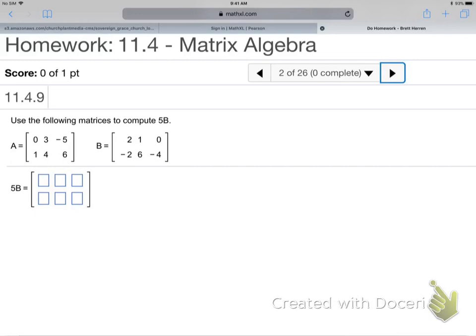There we go. So 5 times b. See what they have here? I don't know if you can read that. It says 5b. So they want me to take matrix B. We're not even using A. They might as well not have even given me A. It has nothing to do with A, huh? They just want me to take matrix B, and they want me to multiply it by 5.